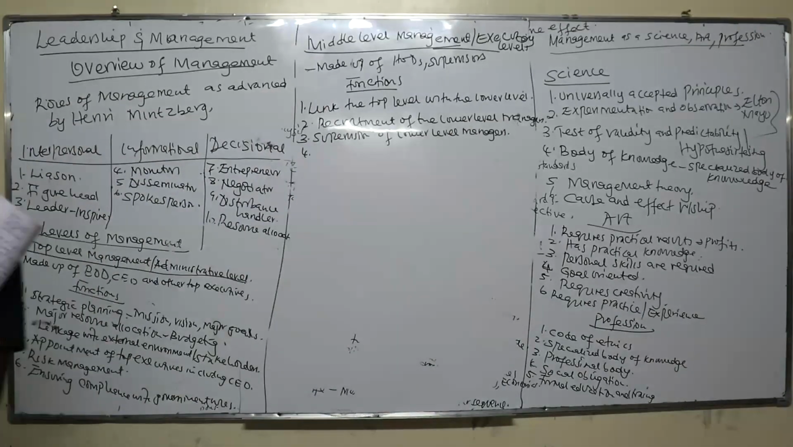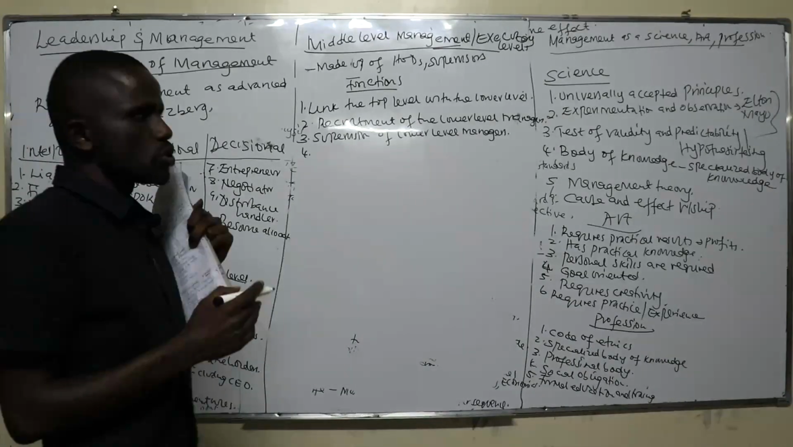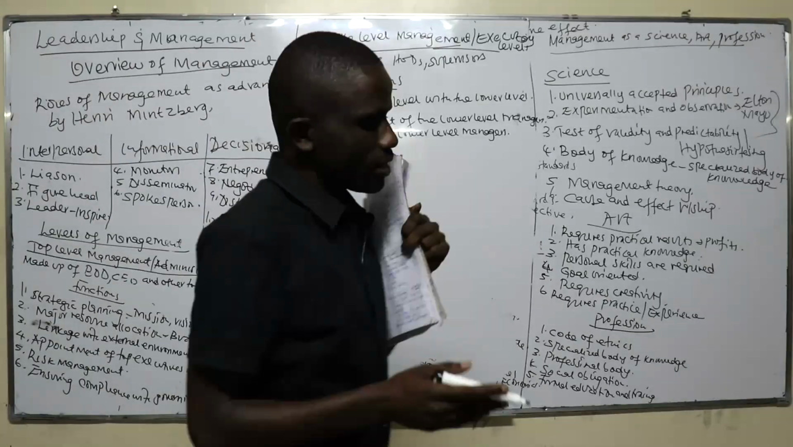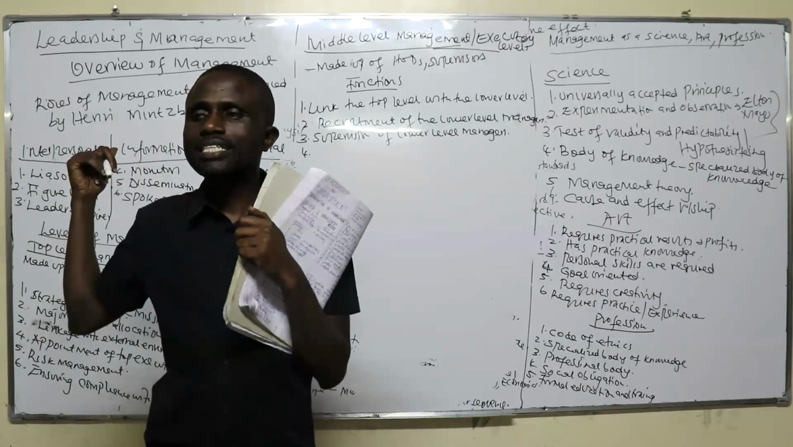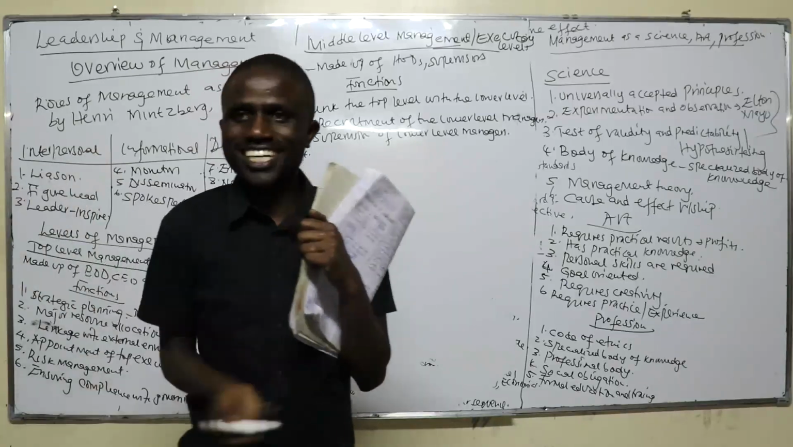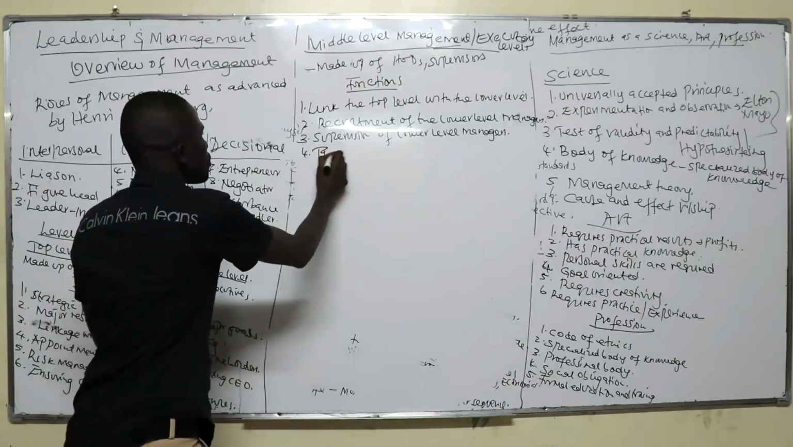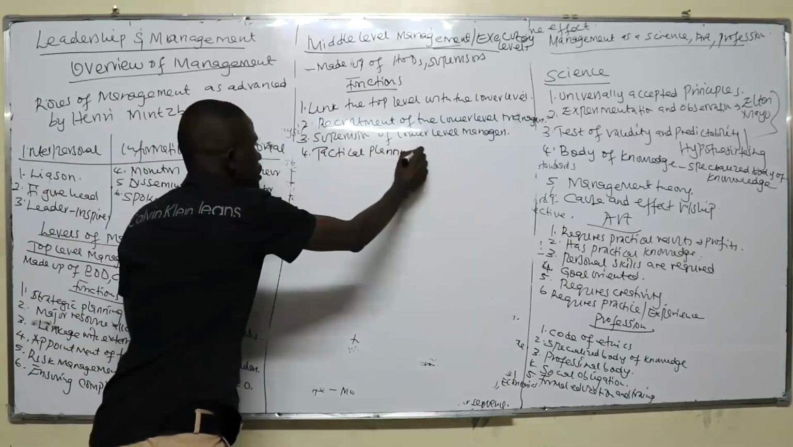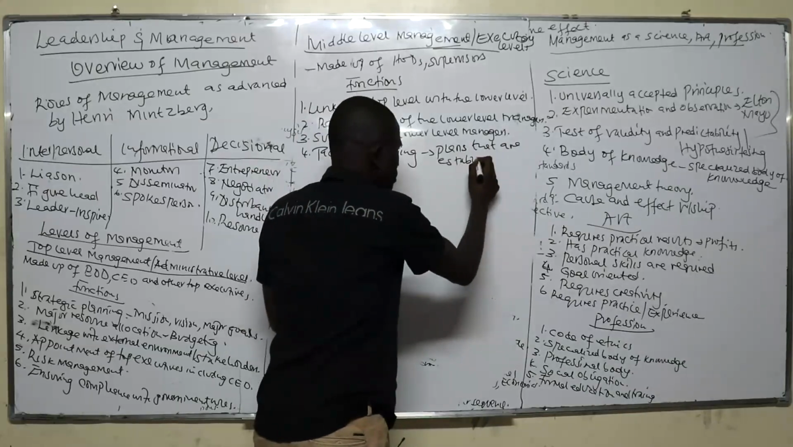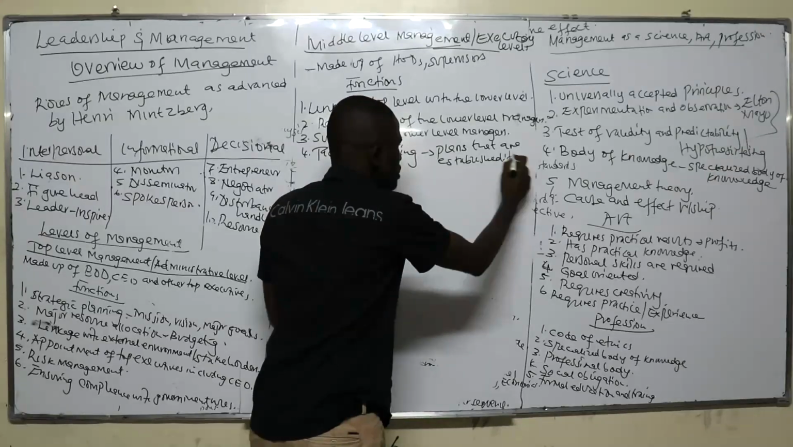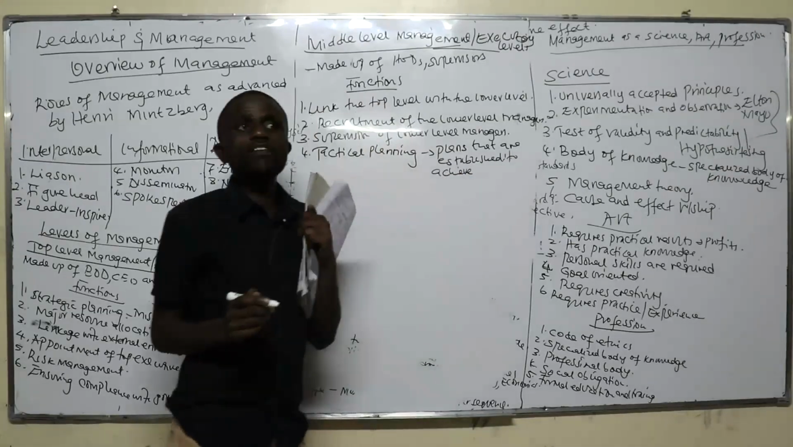Which kind of planning? Did I talk about the types of plans? Which kind of planning do they come up with? We said that we can classify plans based on the level in which it's taking place. The kind of plans coming at the middle level, which plans are those ones? You've forgotten. Tactical planning. What are tactical plans? Plans that are established to achieve strategic plans.